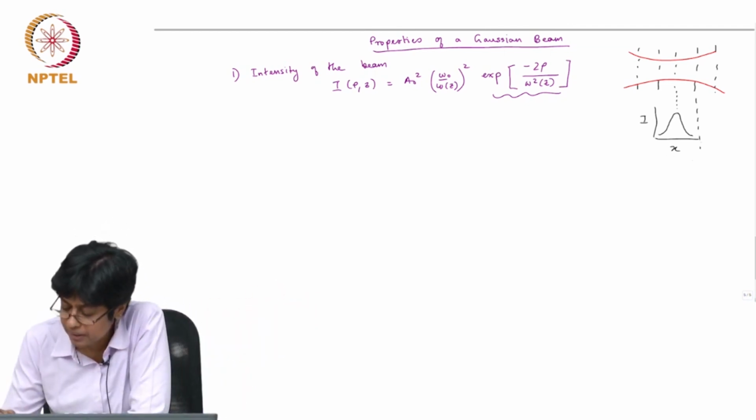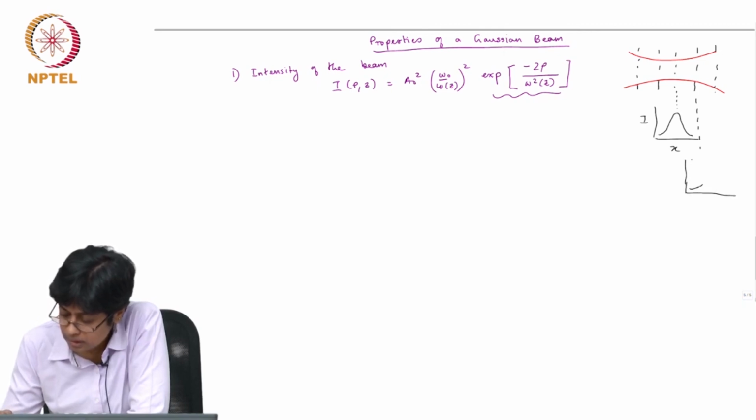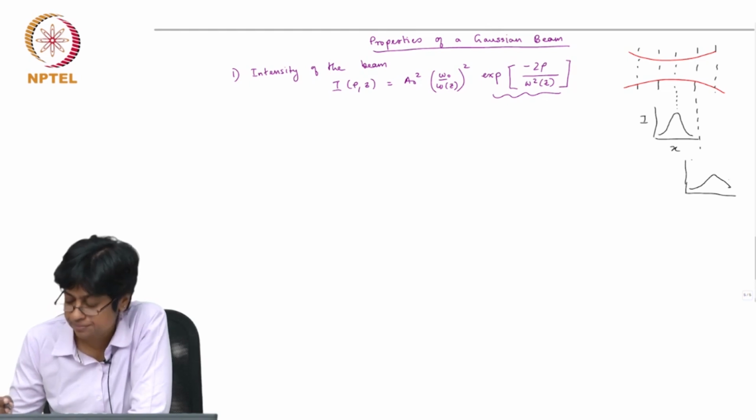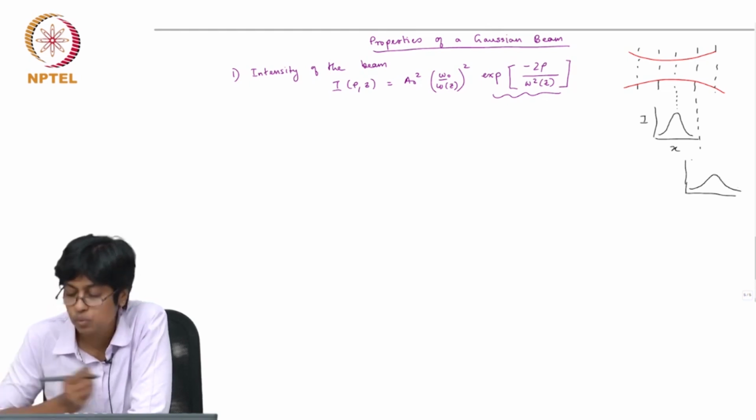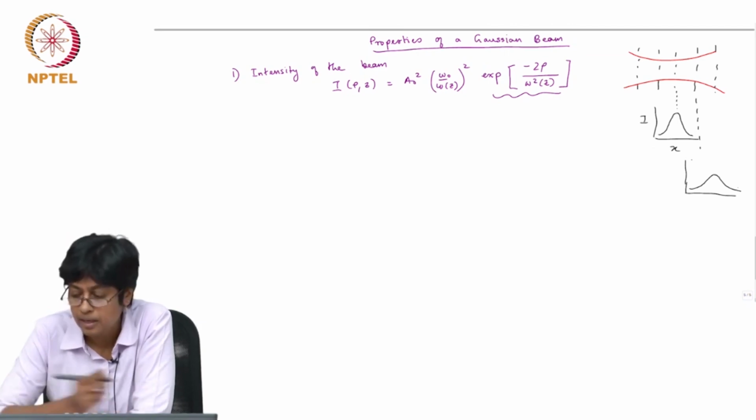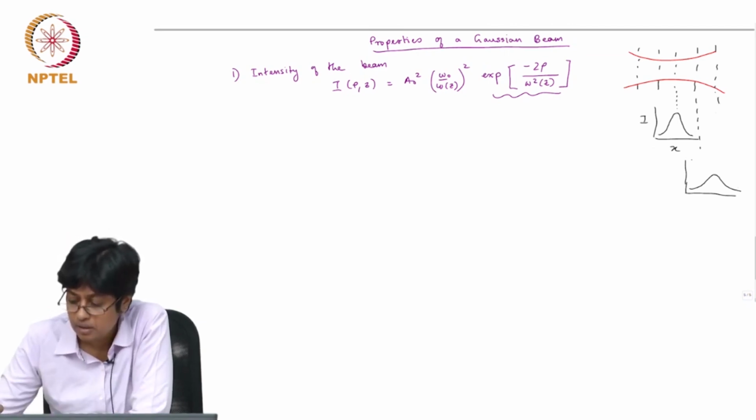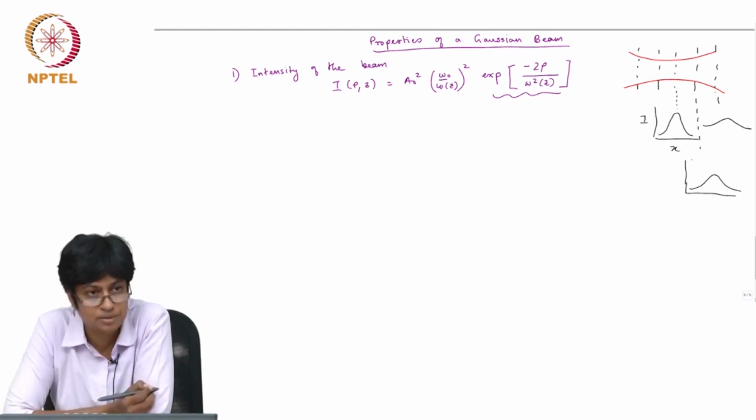So at this plane, what you would get is still Gaussian, but more spread out. And if I went to this plane, still Gaussian, but even more spread out. Okay.